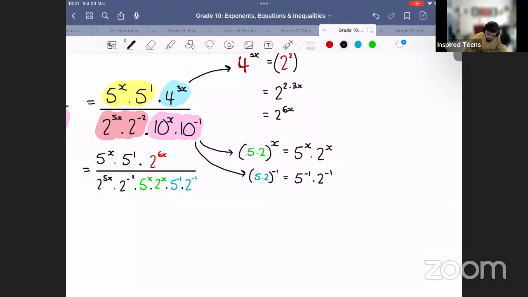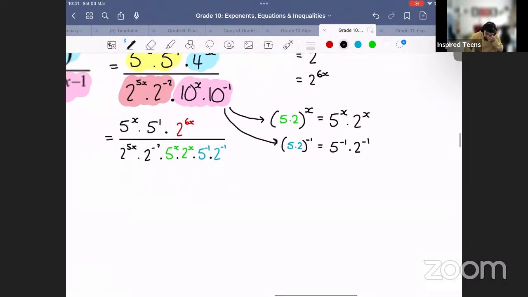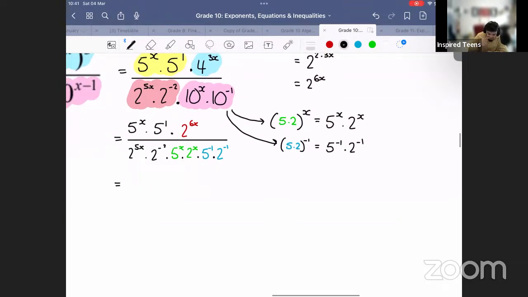Okay, so now I have a bunch of numbers and variables, right? The easiest way I can go about solving this is grouping my numbers and grouping my variables. So on top, I'm going to put my numbers first. Before I do that, at the bottom, I'm going to write my numbers as well. Let's use different colors. Let's use dark blue and purple. So on the top, I'm going to group my numbers. So I have 5 as one of my numbers. At the bottom, I have 2 to the negative 2, I believe. Let's write that clearly. 2 to the negative 2 times 5 to the negative 1.